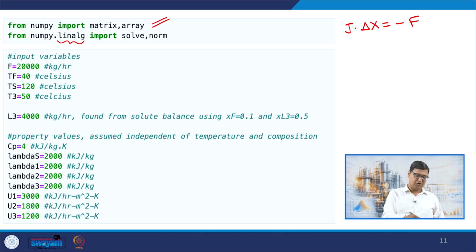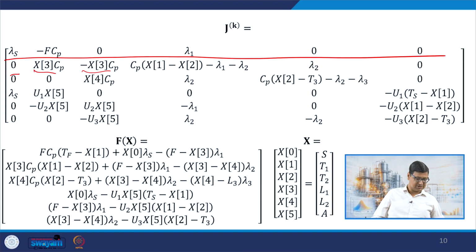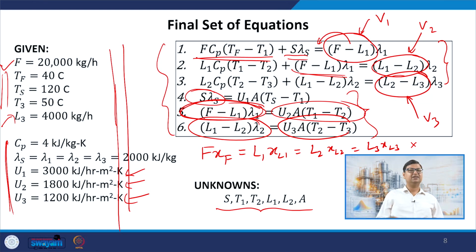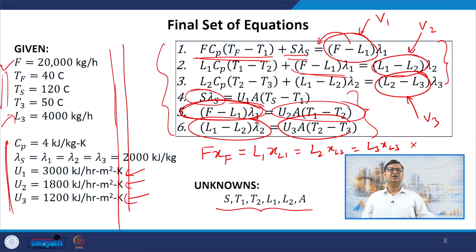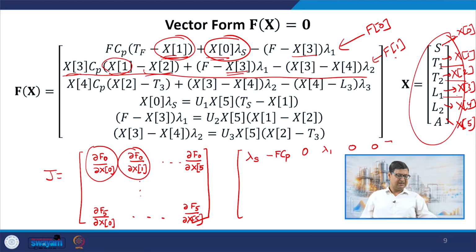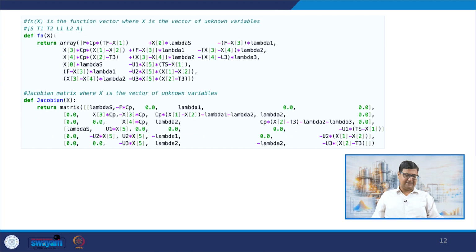So, I give the input variables, whatever is specified in the problem. All these variables have been specified in the problem. I made sure that the units are consistent, right. You have to always check that, and I plugged it in there, and then this is where I compute the function vector and the Jacobian vector, right.